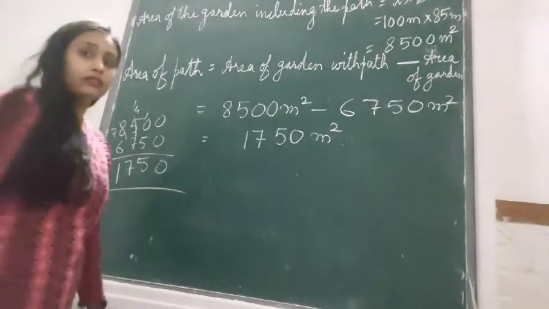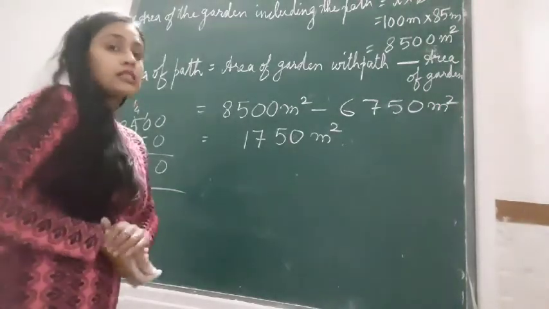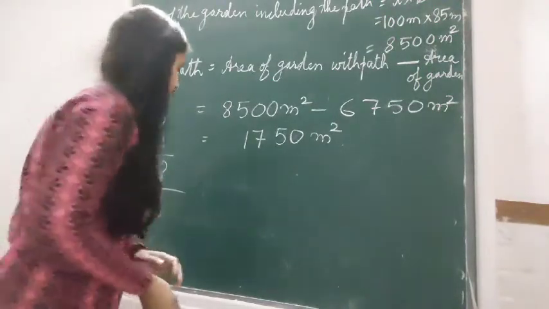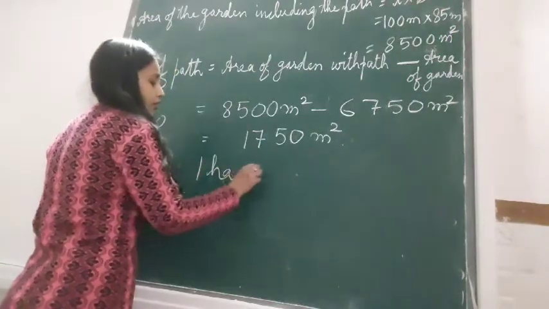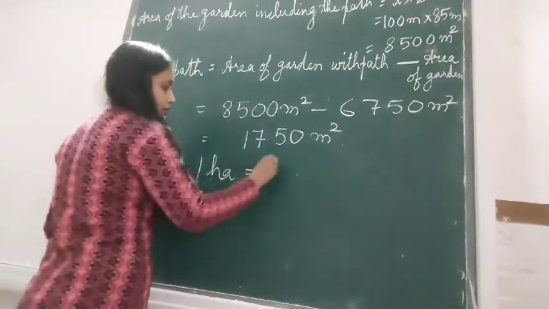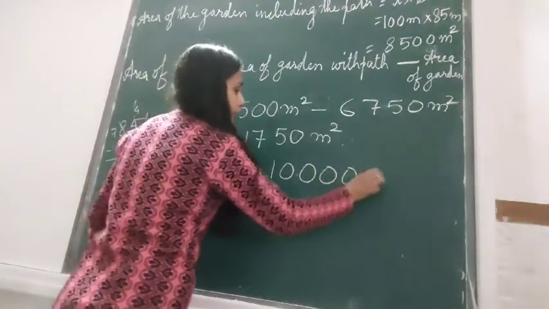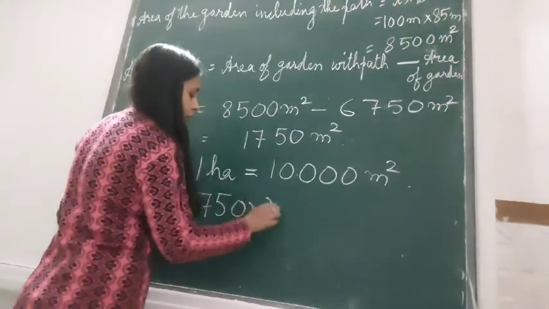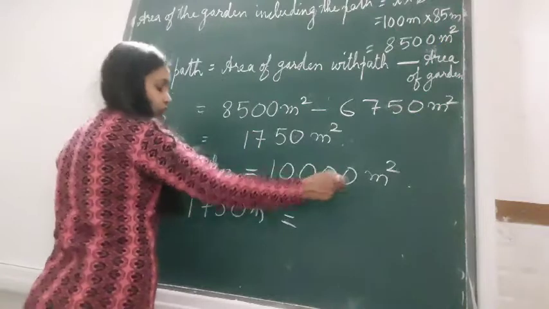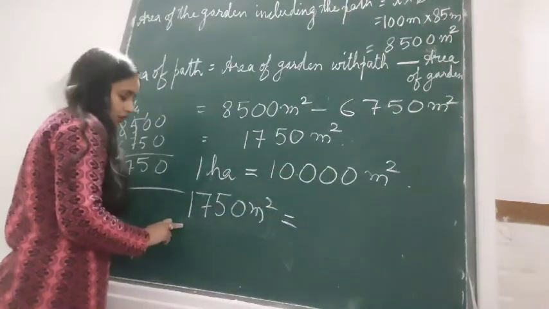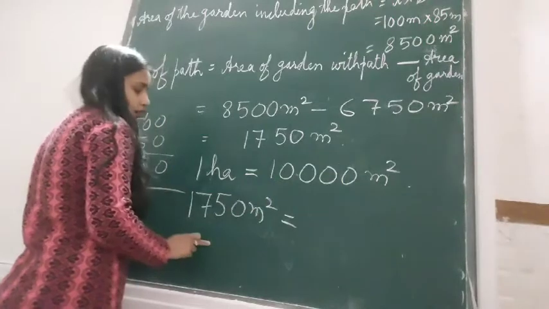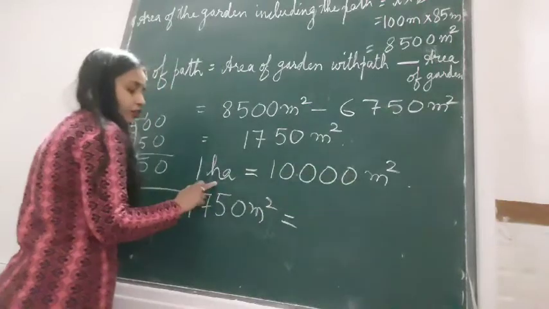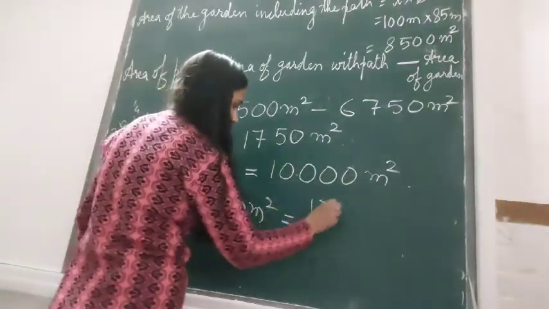So this is the area of the path. Now children, next part of the question, which is asking also find out the area of the garden in hectares, right? So we all remember, yesterday only we did 1 hectare is equal to 10,000 meter square, and we have to convert meter square into hectare. Okay, you can also write 100 into 100. Okay, so we have to convert meter square into hectare. That means smaller unit will convert into bigger unit. So we will divide.